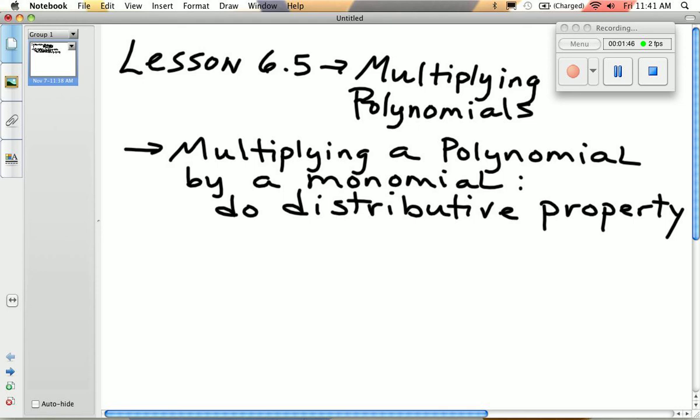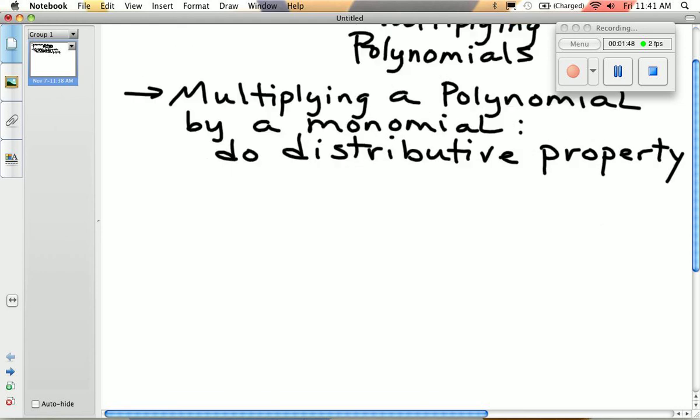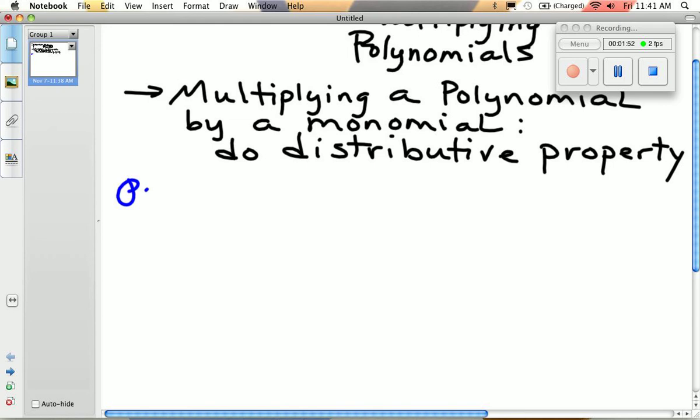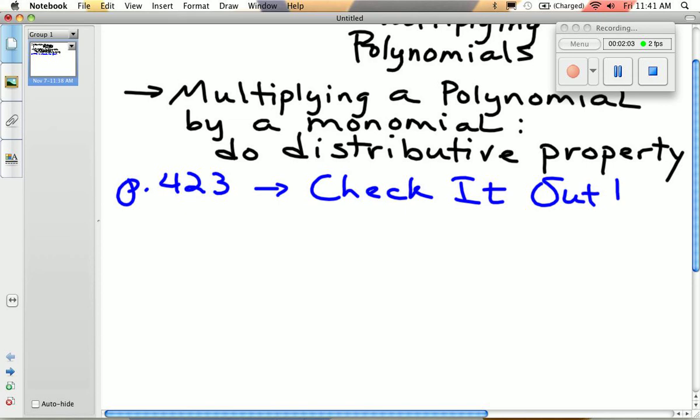These problems come from page 423 in your books, the Check It Out problem. I'm not going to make you open your book, but make reference in your notes that this is where the problems came from, if you want to reference them. The first one that we're going to do is known as 2a.